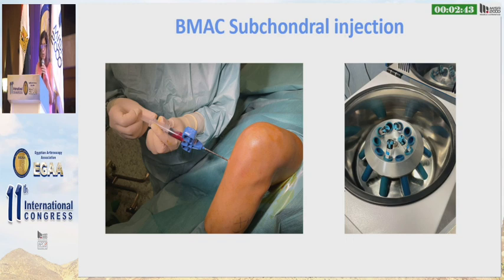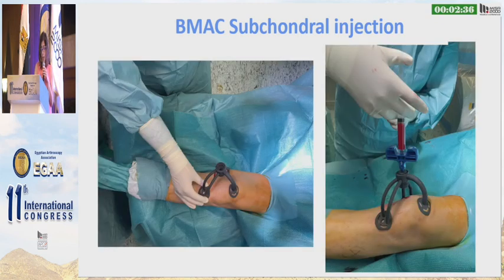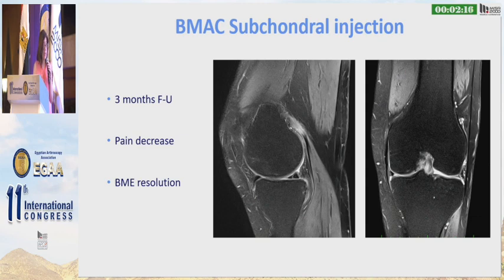Actually, I do the aspiration from the knee itself. Then I centrifugate the blood, and then I use this kind of very, very easy printed guide. As you can see, it is stabilized through the patella and the tuberosity, and then I have the perfect point where to inject my bone marrow aspirate, so I don't even need the fluoroscopy intraoperatively.